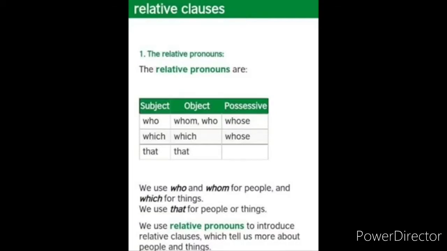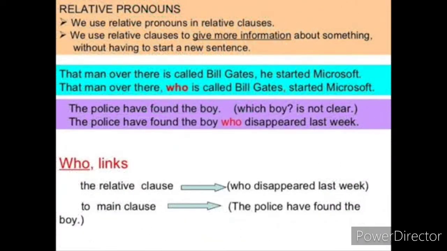And let's see in detail about the relative clause. What is meant by relative clause and how we have to use the pronoun along with that. Let's see here. Look at the first example, children. That man over there is called Bill Gates. He started Microsoft. It's a normal sentence. Next, coming to the relative pronoun. See here the sentence: That man over there who is called Bill Gates started Microsoft.